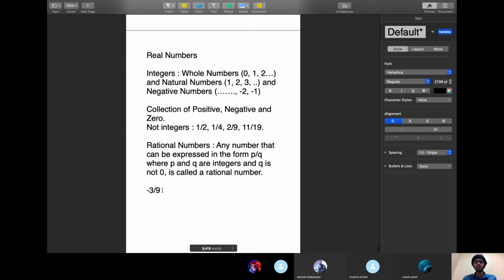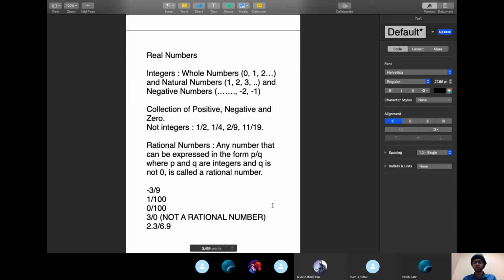So this is a rational number. This is a rational number. This is also a rational number because 0 is an integer. We never said that P cannot be 0. We are just saying that Q cannot be 0. Remember that. The numerator can be 0. We don't mind. It is still a rational number. But the denominator cannot be 0. Therefore, 3 by 0 is not a rational number because the denominator is 0, and that has been clearly explained in the definition of rational numbers that Q is not 0.